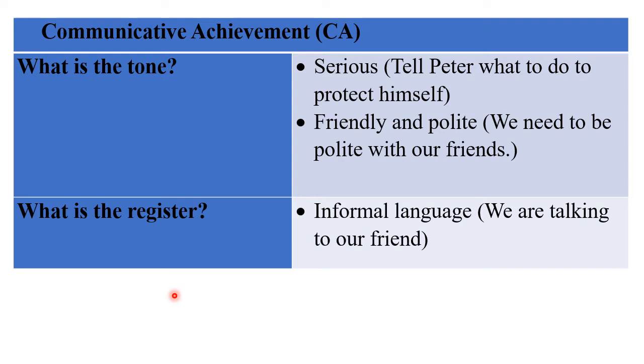Next, we have to think about communicative achievement. So what are the questions that we should ask ourselves in this section? The first one, what is the tone that we need? Okay, in the case of COVID-19, we need to choose a serious tone because we want to tell Peter about what to do to protect himself. Next, we also need to choose a friendly and polite tone because we need to be polite with our friends. So in this case, we have to choose a mix. The tone that we need is a mix of serious and friendly and polite.